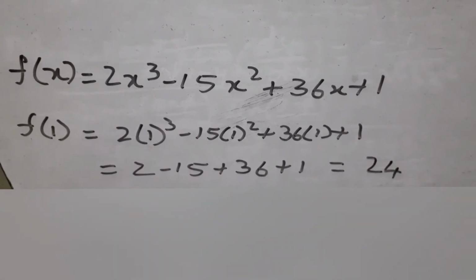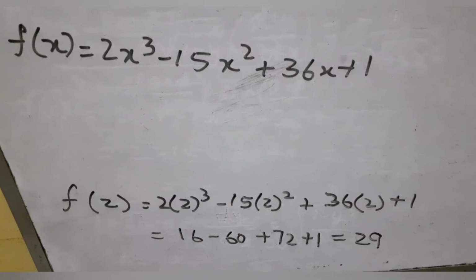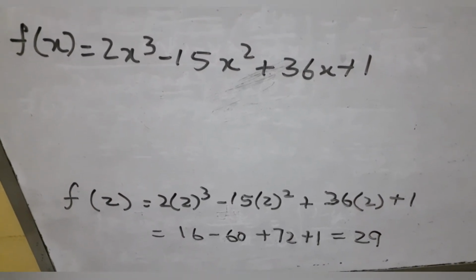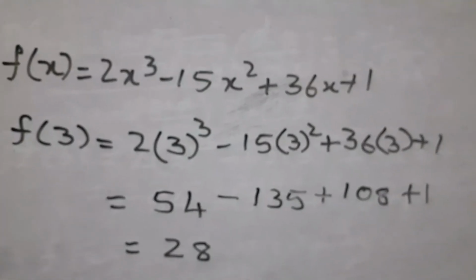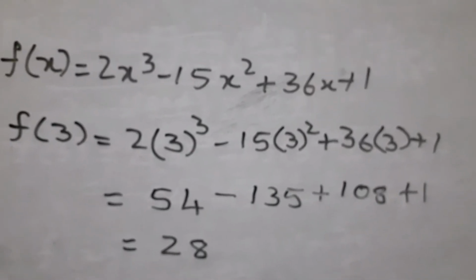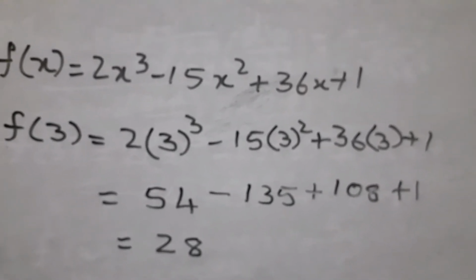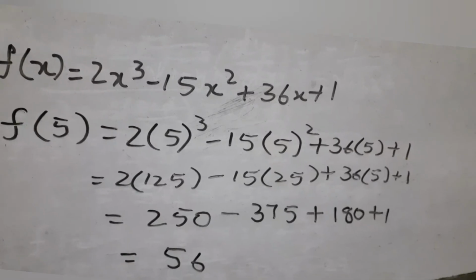So f of 1 equal to 24, f of 2 equal to 29, f of 3 equal to 28, f of 5 equal to 56.